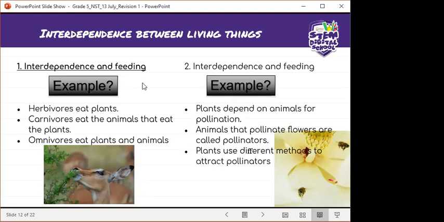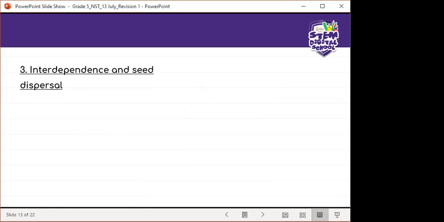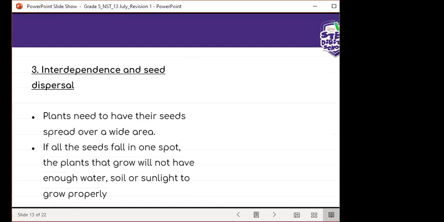Let us move on to our third example of interdependence in an ecosystem: interdependence and seed dispersal. Plants need to have their seeds spread over a wide area. If all the seeds fall in one spot, the plants that grow will not have enough water, soil, or sunlight to grow properly.